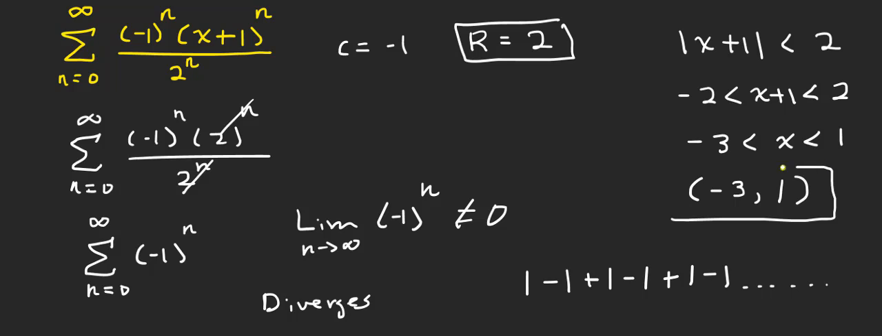So therefore, the interval of convergence is from negative 3 to 1, not including negative 3 or positive 1. So this infinite series converges only when x is between negative 3 and 1.